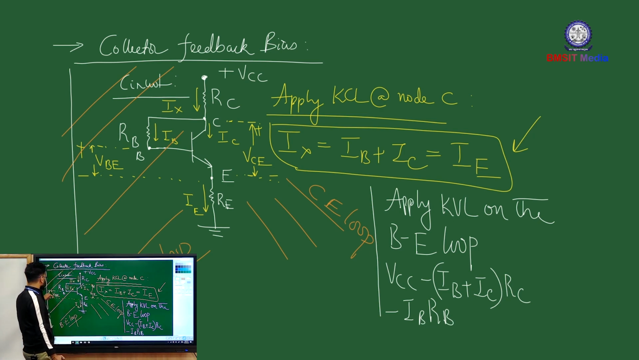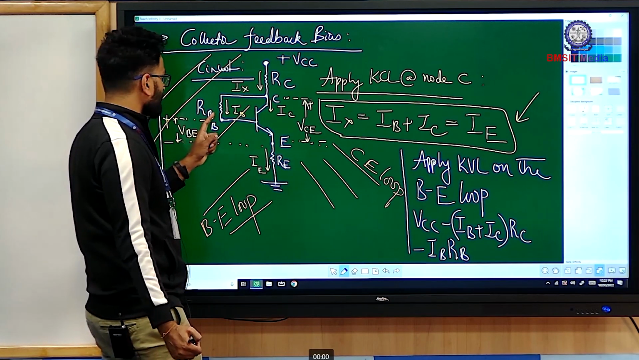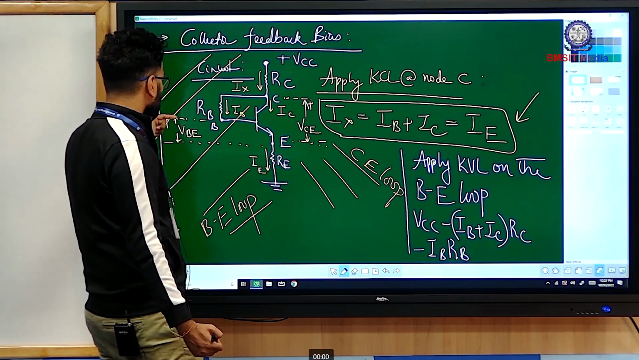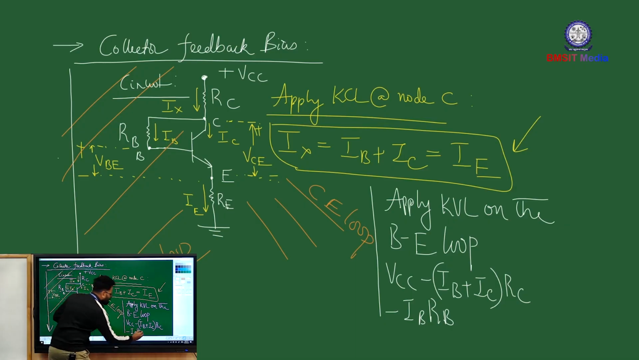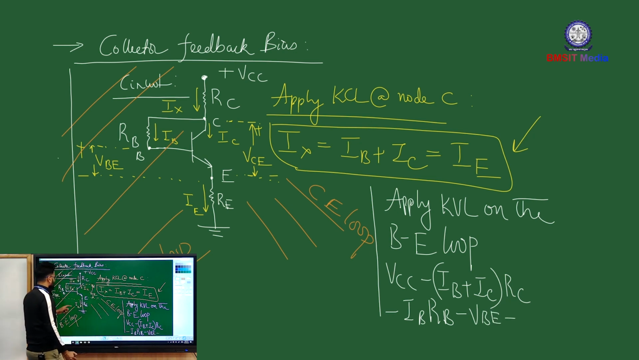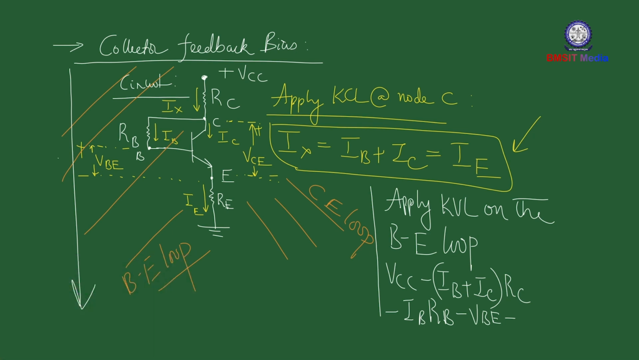And then you have the terminal voltage between base and emitter. So that's plus to minus. So that's minus VBE. And then you have the final potential drop across resistor RE, which is IE into RE is equal to 0. Alright. So that's how we apply KVL on the input loop.